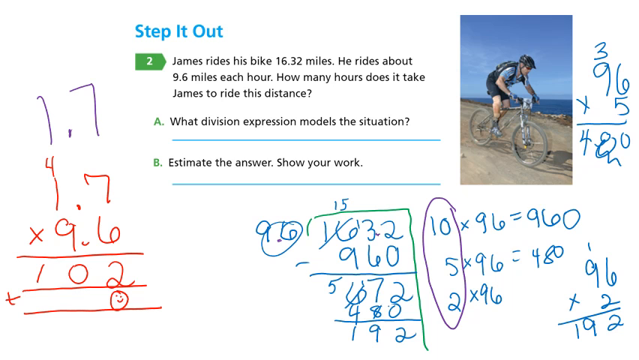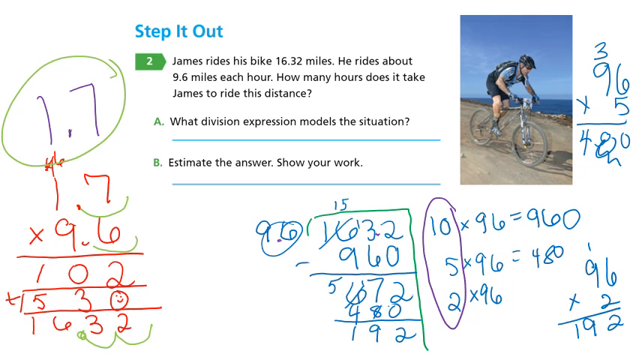7 times 9 is 63. 6 up there. 1 times 9 and 6 is 15. I'm going to add these together. I'm doing just like what I would normally do. Here's what we need to remember. 1, 2. 1, 2. And sure enough, I get 16 32/100. So he rode 1 7/10 hours.